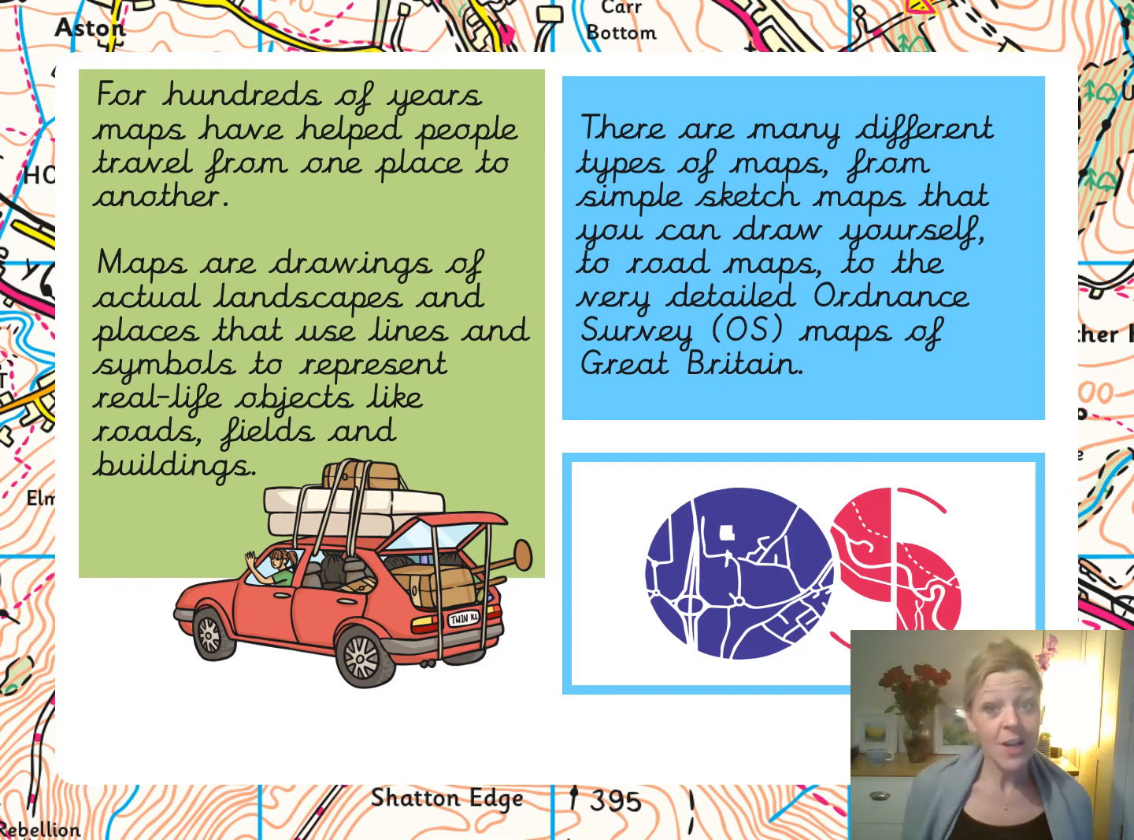So there are different types of maps, from the simple sketch map, which you're going to try and do today, to road maps, and very, very detailed maps, which we call Ordnance Survey Maps, OS, of Great Britain. You might even have one of those at home.